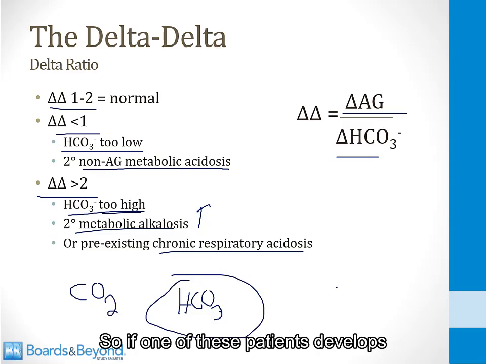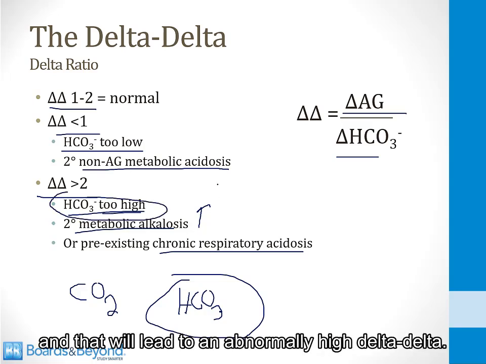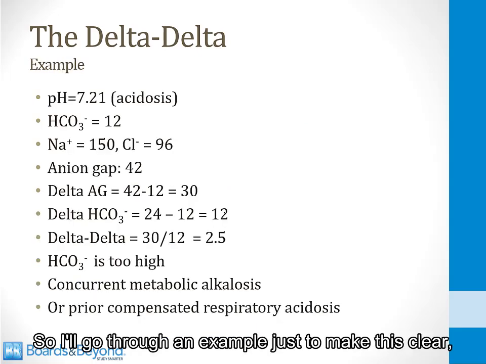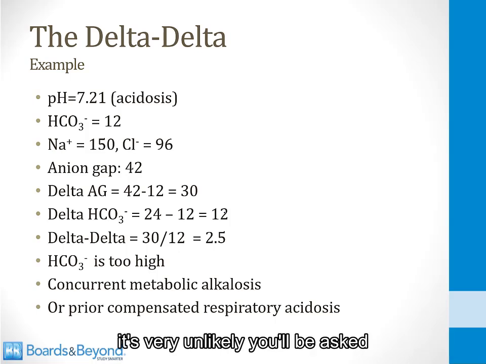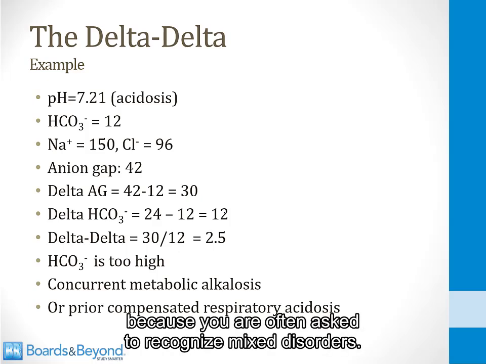So if one of these patients develops an anion gap metabolic acidosis, that patient is going to have a bicarbonate level that's higher than expected, and that will lead to an abnormally high delta-delta. So I'll go through an example just to make this clear. It's very unlikely you'll be asked to calculate a delta-delta on step 1, but you should know what it's used for because you are often asked to recognize mixed disorders.